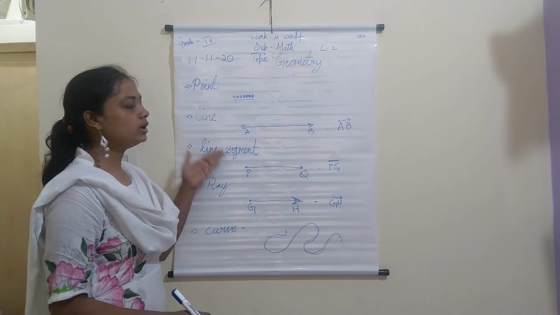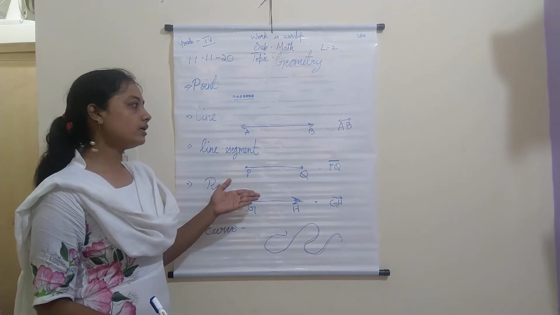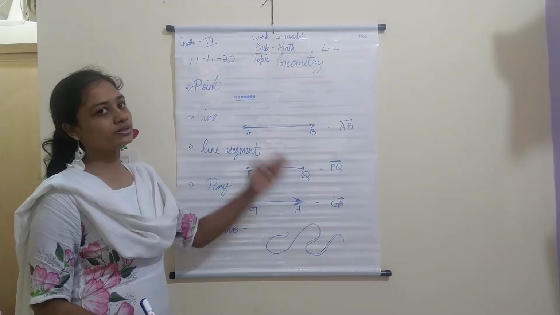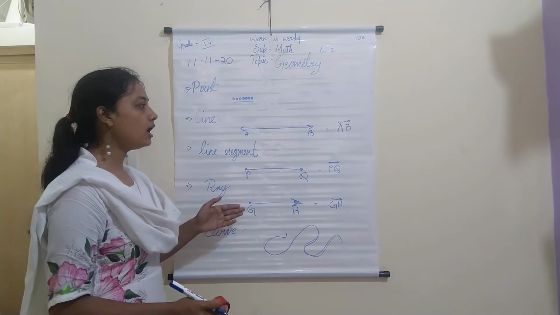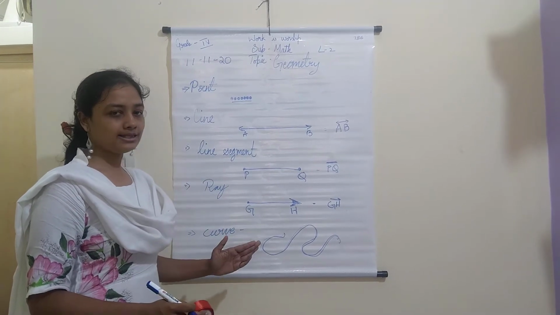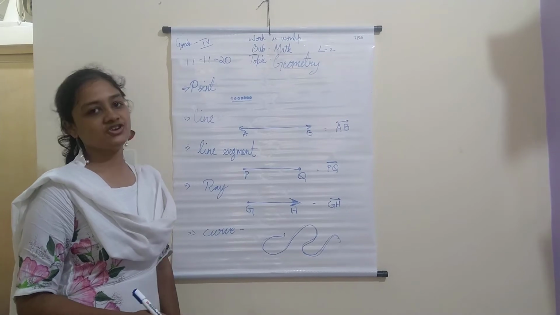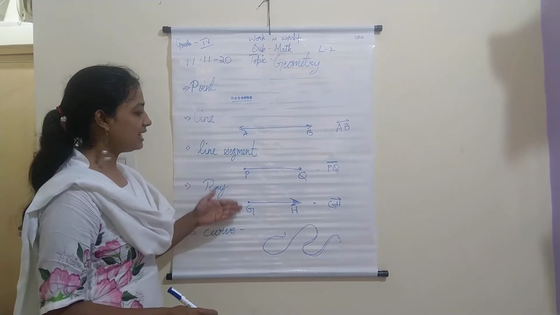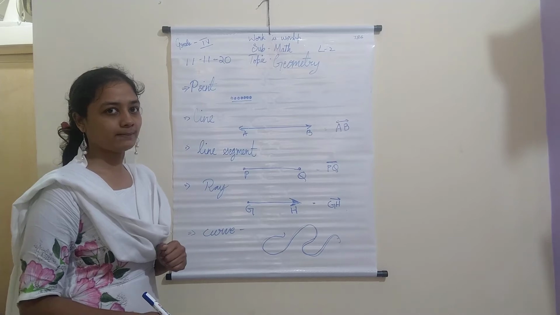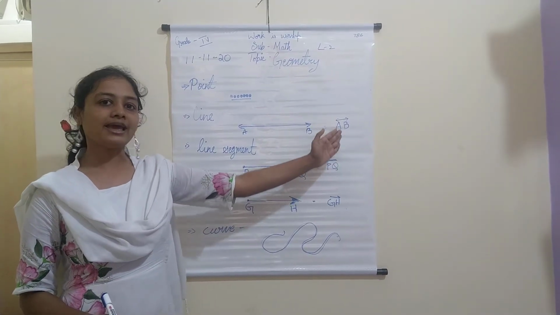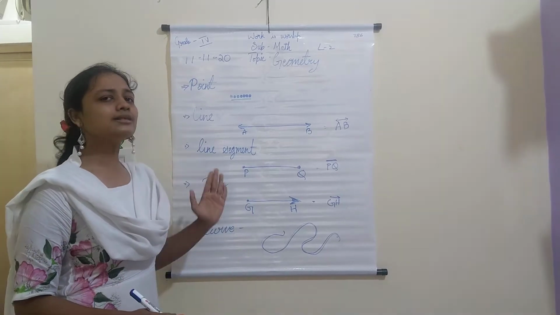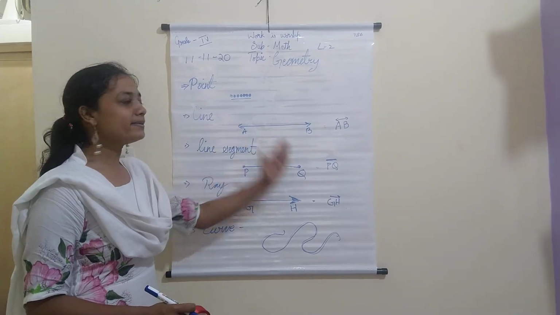So this is how you draw or write the names for the lines. Now next we will be learning how to draw the lines, or how to measure the lines. So I have lines here. Let us measure them. That means how much is line AB equal to? What is the measurement of line AB?